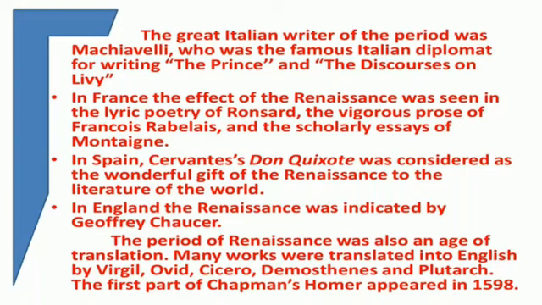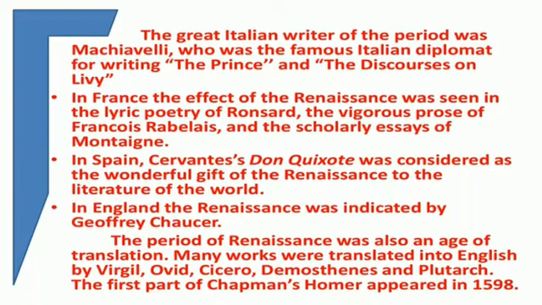The period of the Renaissance was also an age of translation. Many works by Virgil, Ovid, Cicero, Demosthenes and Plutarch were translated into English. The first part of Chapman's Homer appeared in 1598. Let's see the Renaissance in literature.